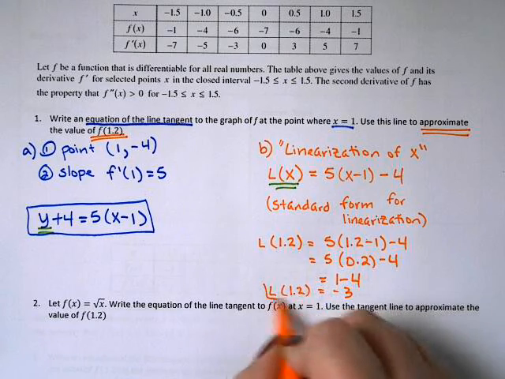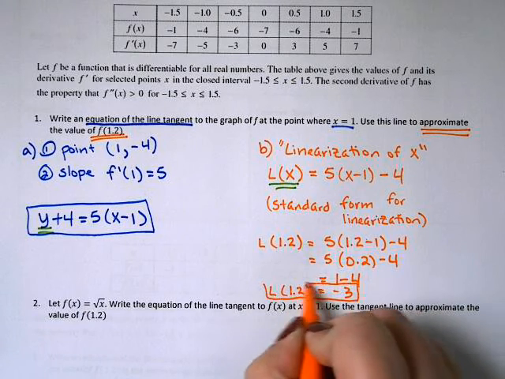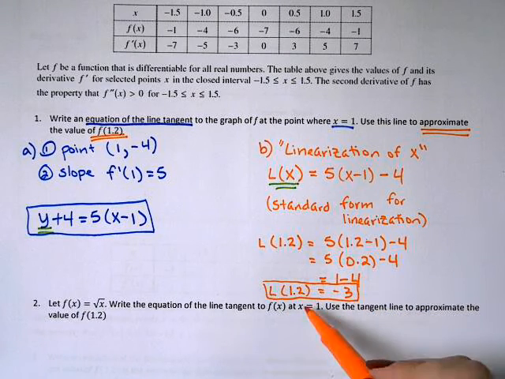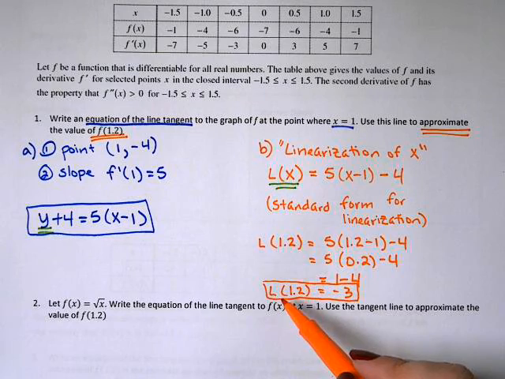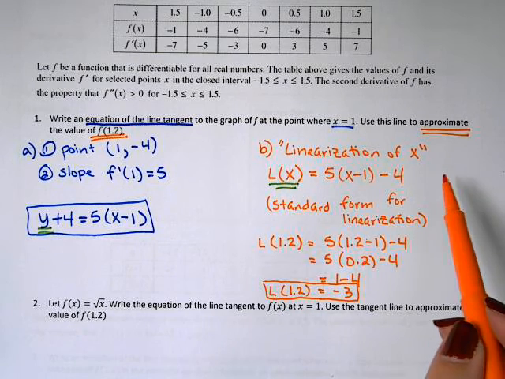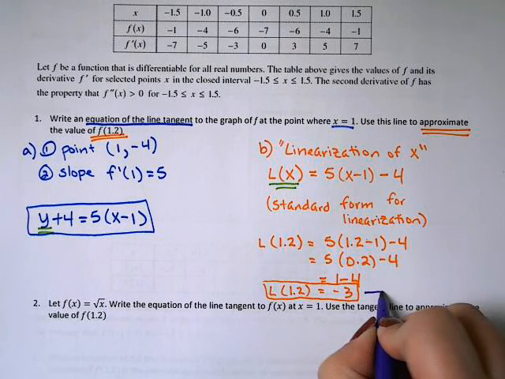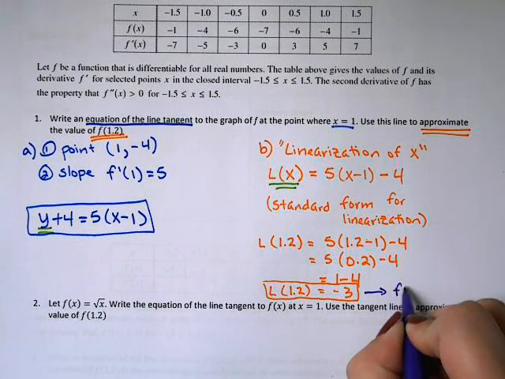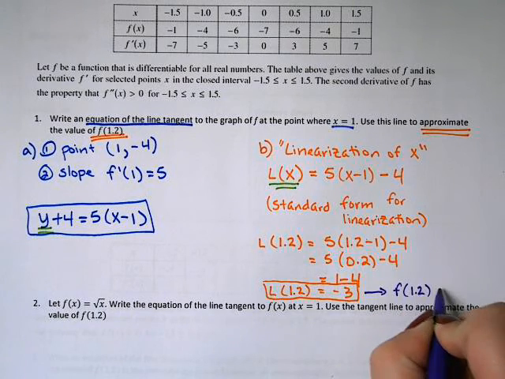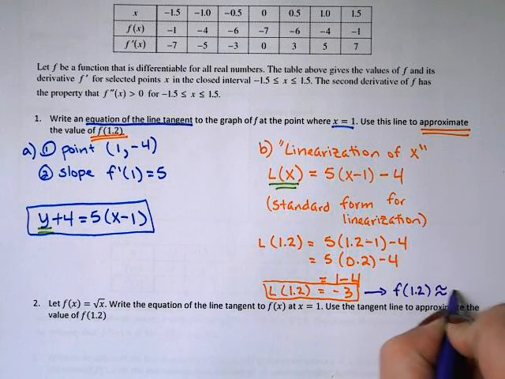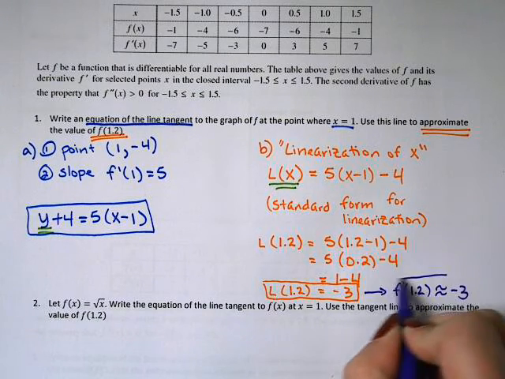-3. Now, this question didn't ask us to really plug in 1.2 into L. It asked us to approximate the value of f of 1.2. So we need to then acknowledge that that's what they wanted. So you need to say f of 1.2 is approximately -3. And that's our final answer there.